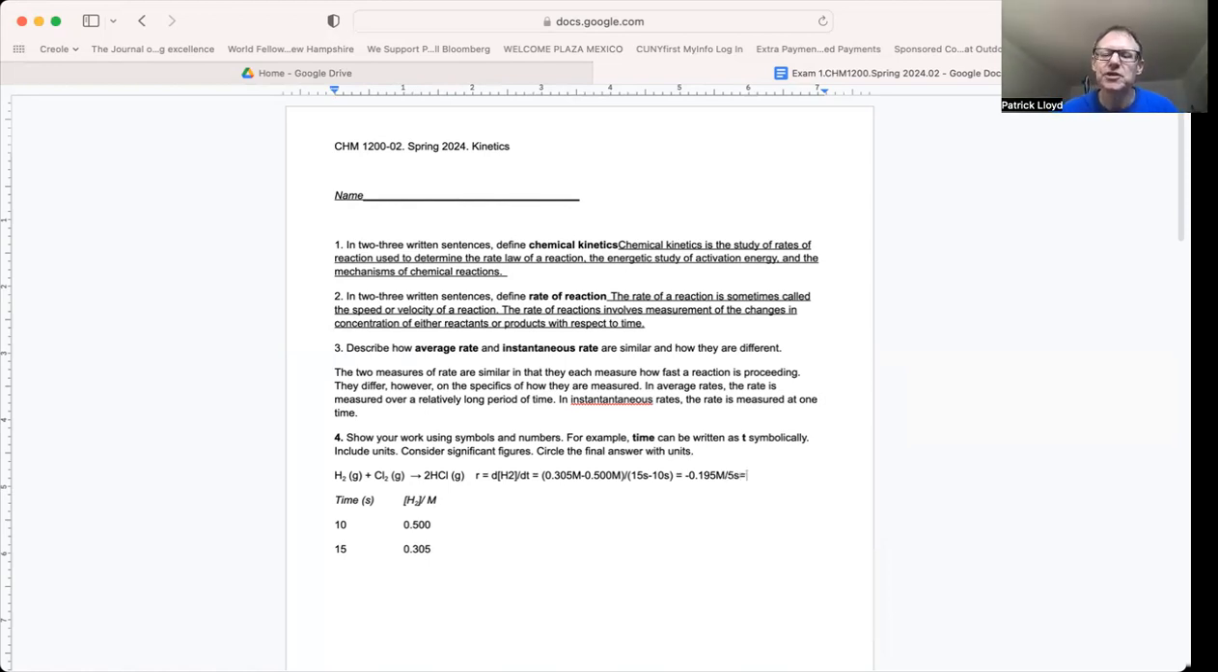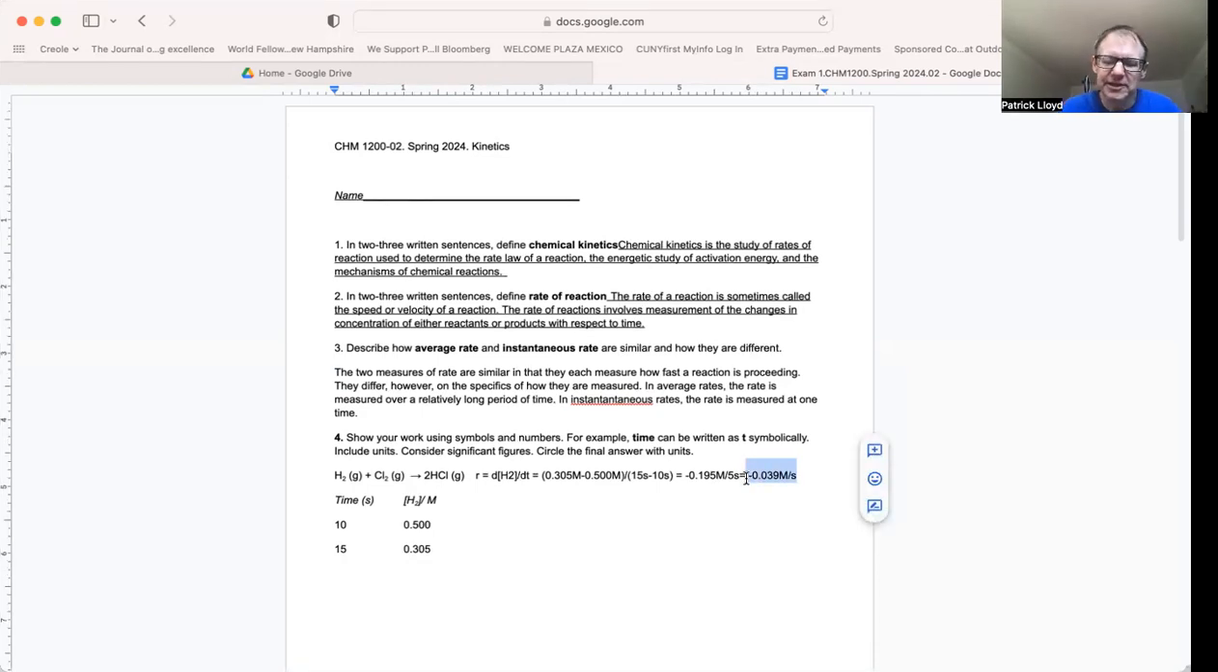Then all you need to do is take 0.195, divide that by 5, and you get 0.039, so negative 0.039, and that'd be molarity per second. Okay, so that would be negative.